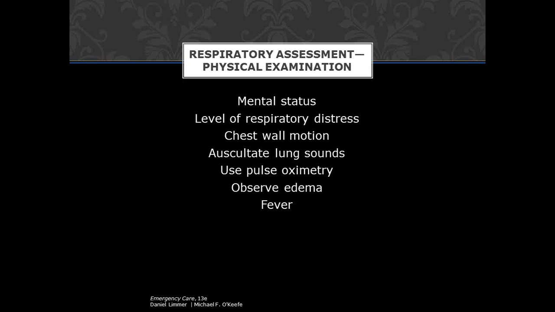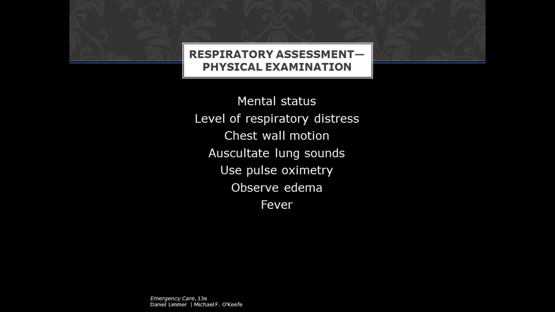We'll also see things like substernal retractions. So those little concave areas in your neck, right by your collarbone, will suck in when they're trying to inhale. If you're seeing that, that's a work of breathing. If you're seeing pursed lips, like they're holding their lips in a whistle form and trying to breathe through their lips to create a little more force with breathing in and out, that's a sign of respiratory distress. Positioning is a sign.